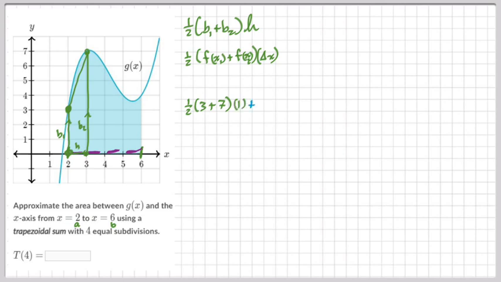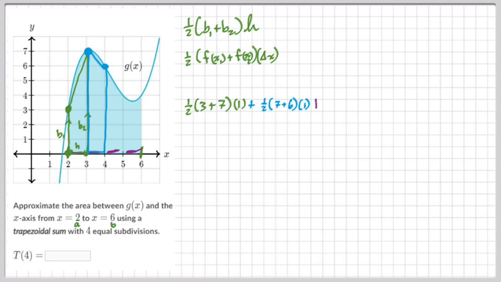Let's do our next one. Our next trapezoid is going to go right here and right here. Okay, we have 1/2 and then 7 plus, what's the next height? We have 7 and then 6. So we have the 6. And then our delta X is positive 1 again.